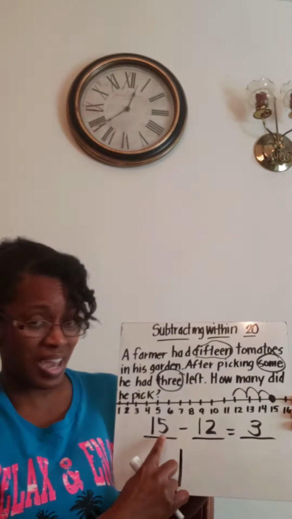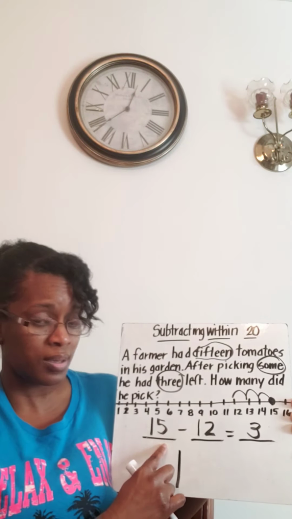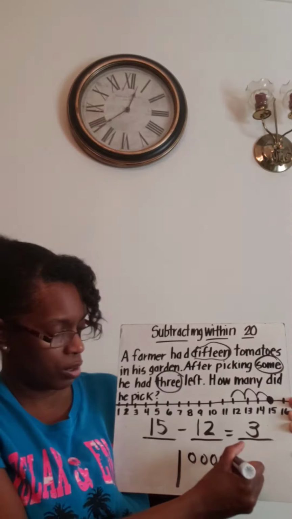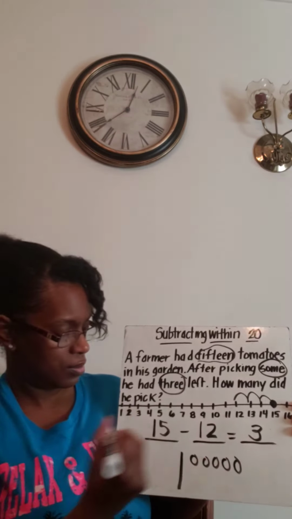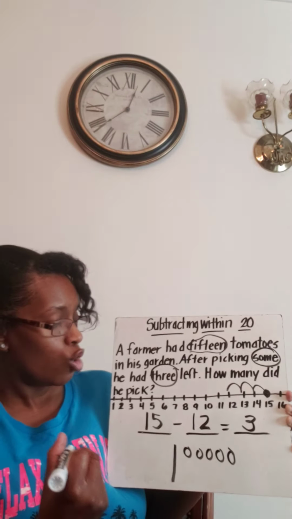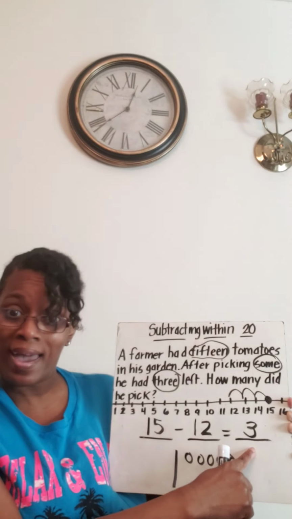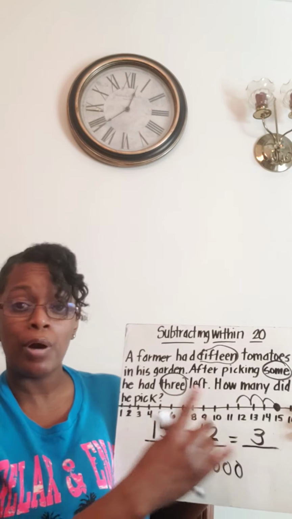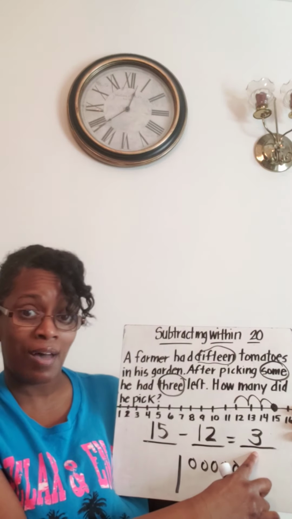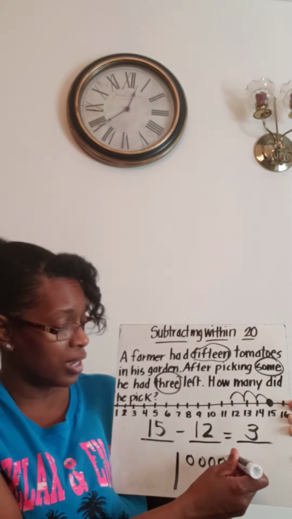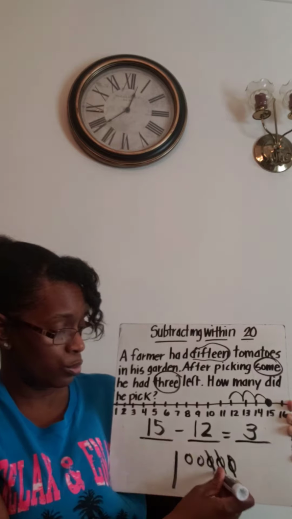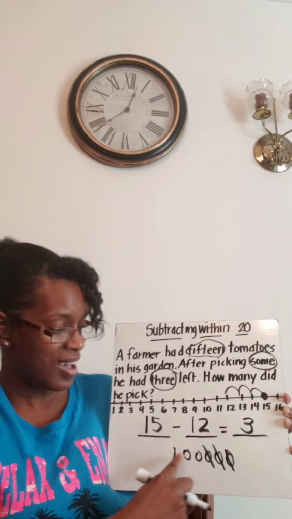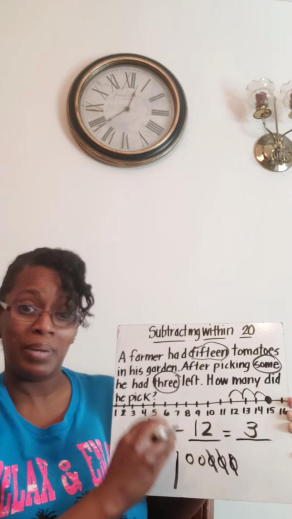5. The second one is the 1s. So 1, 2, 3, 4, 5. Okay? Then we're going to take away, we didn't know how many he took away, but we know that he had 3 left. So we're going to take away those 3. 1, 2, 3. So how many does he have left? 10, 11, 12. He picked 3.